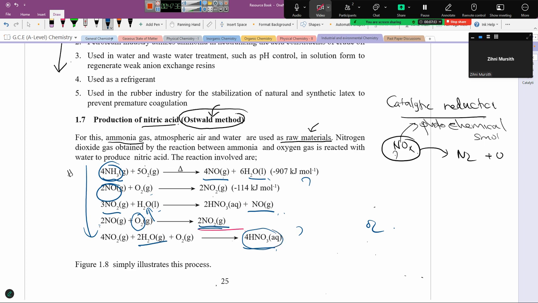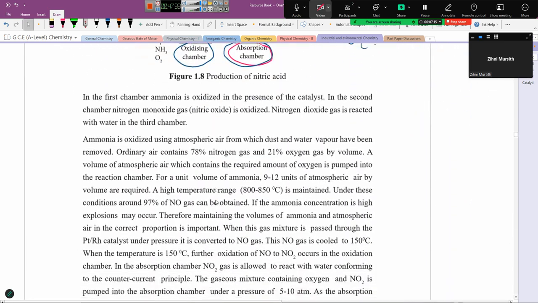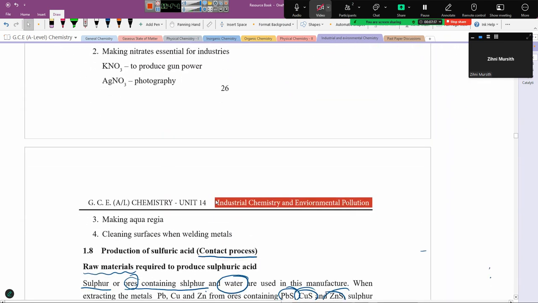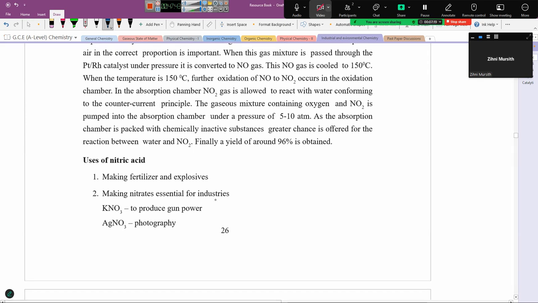Now, here are the usages: fertilizer and explosives, right? Especially nitric acid can be used to manufacture explosives, and for making nitrates, right? So from HNO3 we can produce nitrates.